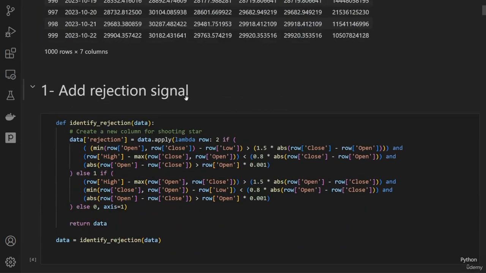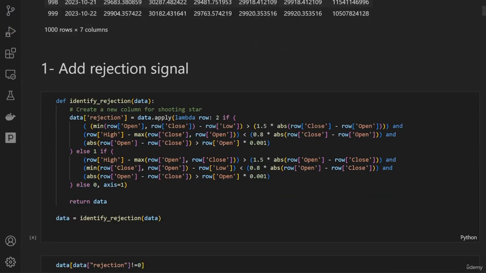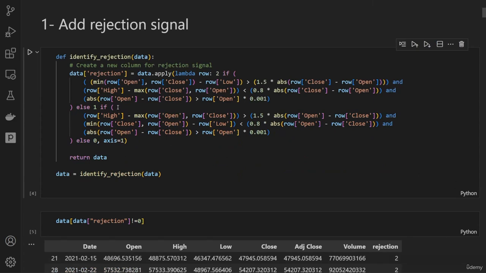As we have discussed before, we are looking for support and resistance levels, and we're looking for rejection candles happening very close to these key levels. So the first thing we need to do is to detect these candles, these rejection candles. And to do this, I'm defining a new function called identify rejection. It takes the data frame and it's going to return the data frame after adding one extra column, which is the rejection right here.